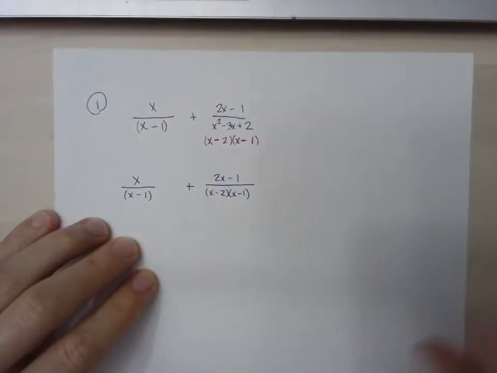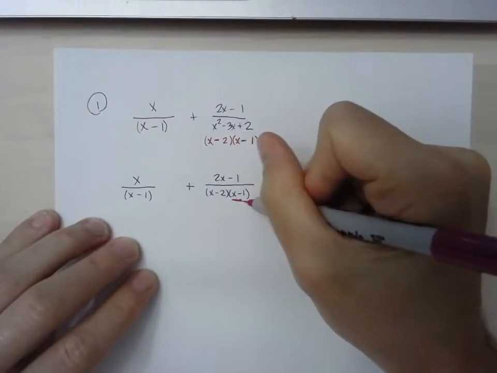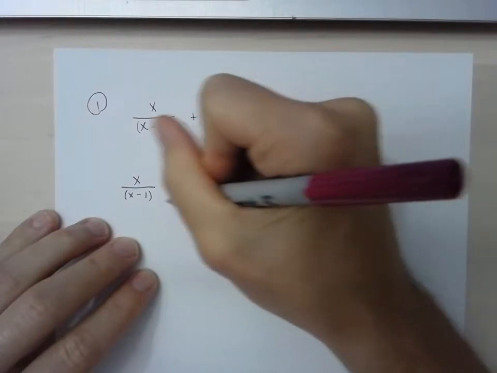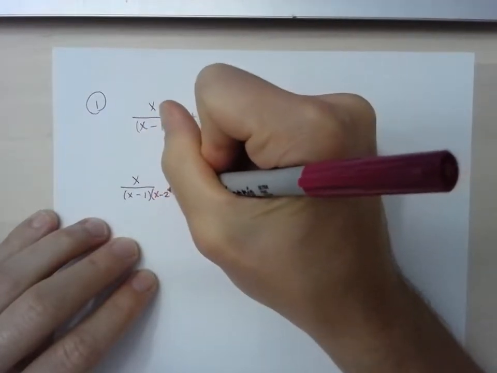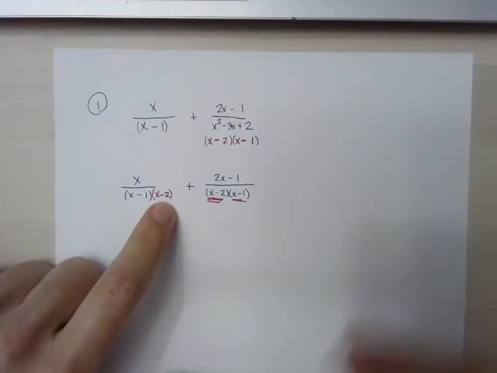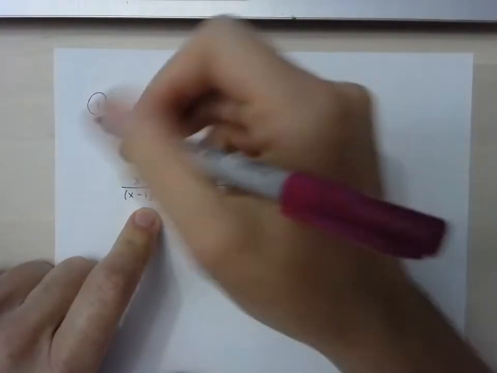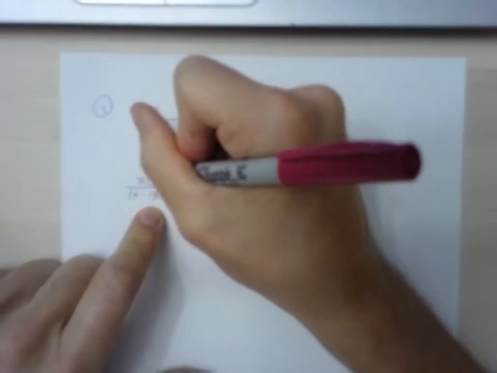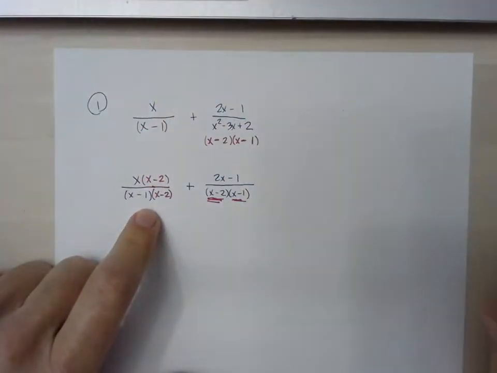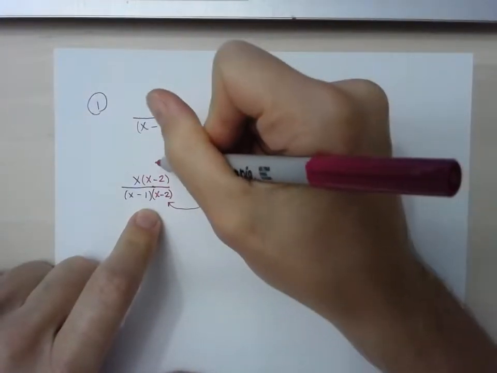Now, in order to make these denominators equivalent, I already have an x minus 1 here, but I have to steal this x minus 2 and rewrite it next to this x minus 1. When I do that, now my denominators are suddenly the same. But I can't do that alone here on the denominator without adding it next to the top number. So I'm going to put it next to the x on the numerator as well. So when we steal from the denominator, we also write on top as well.